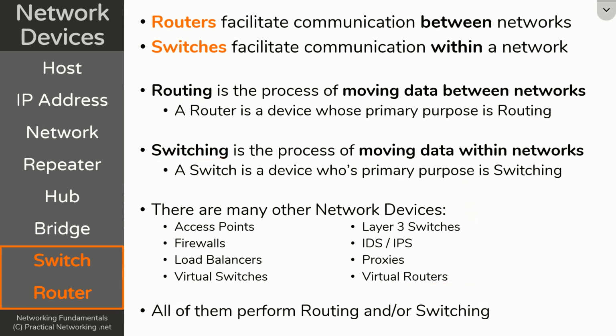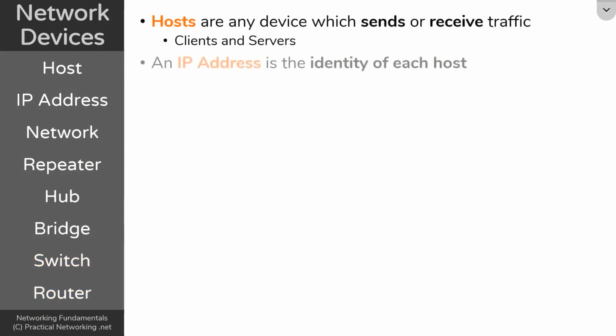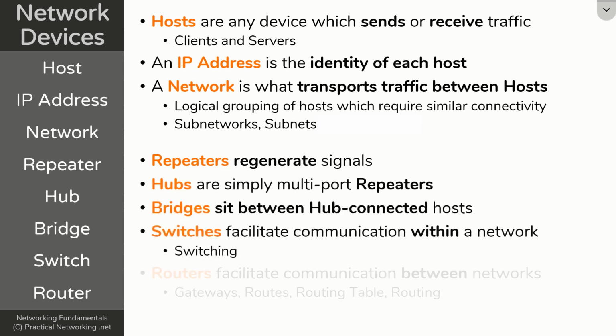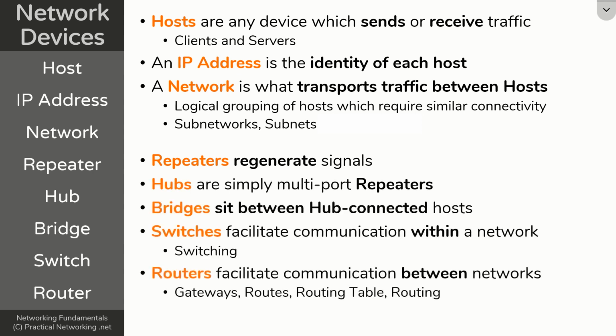And with that, we close our lesson on network devices. In part 1 of this lesson, we unpacked hosts, IP addresses, and networks. And in part 2, we continued that discussion by illustrating repeaters, hubs, bridges, switches, and routers. In the next lesson, we're going to give you a practical perspective on the OSI model. This will lay the foundation to understand what all of these devices do to enable data flowing through the internet.